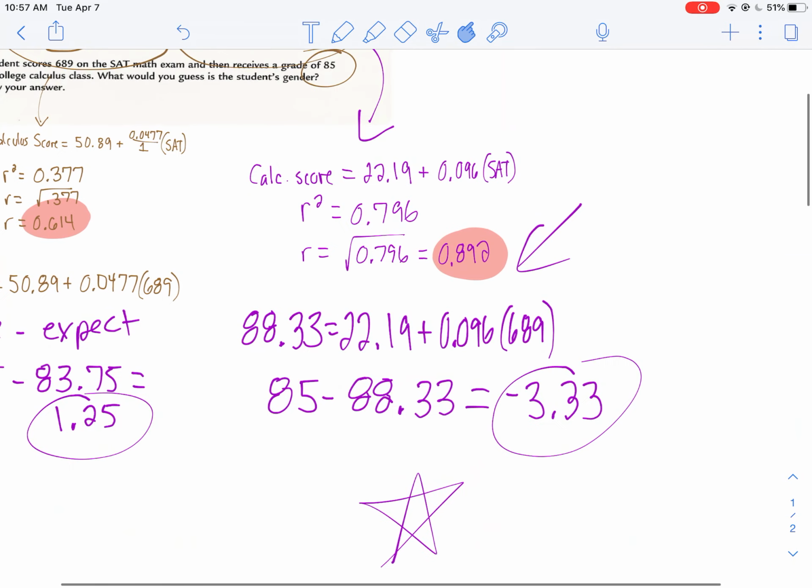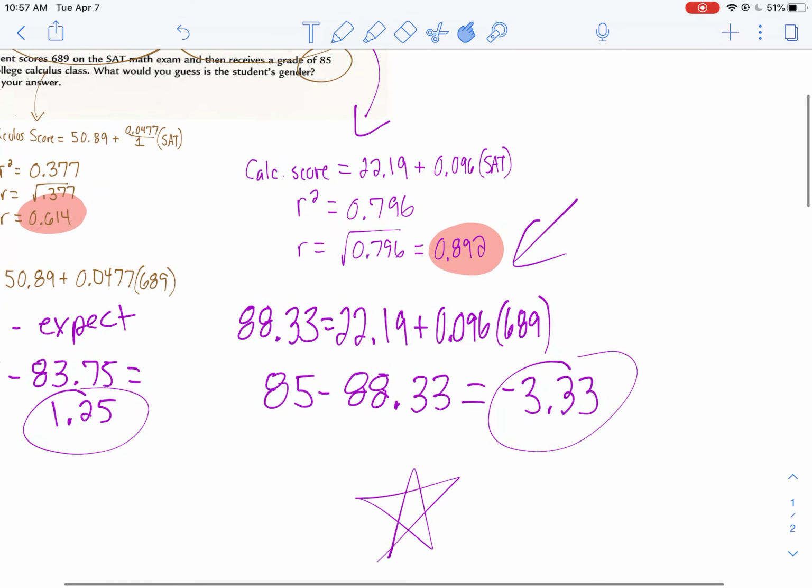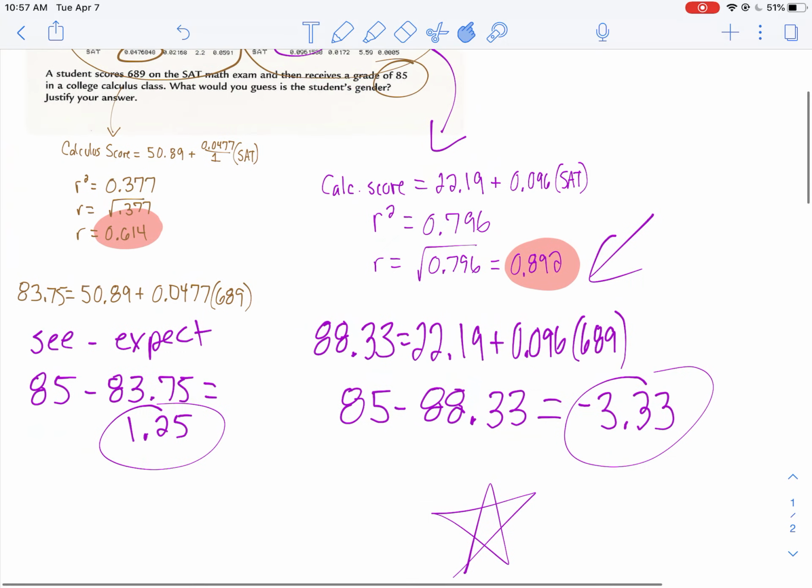So what would you guess the student's gender and justify the answer? I would guess that would be female, and the reason is because the residual really wasn't that high. We're not talking like 10 points or anything. It was only 3 points, and the fact that our R value is pretty high tells us it's a strong linear correlation, positive linear correlation.